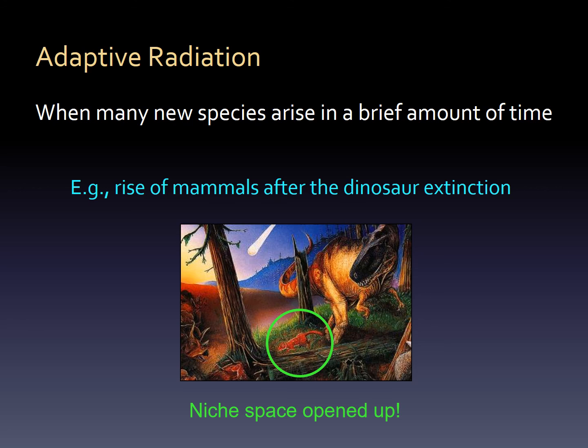So all at once, there seemed to be big differences in like the body plan and the sizes and the shapes of teeth, and just a lot of different mammals popping up in a short amount of time. So adaptive radiation, that's one example of that.